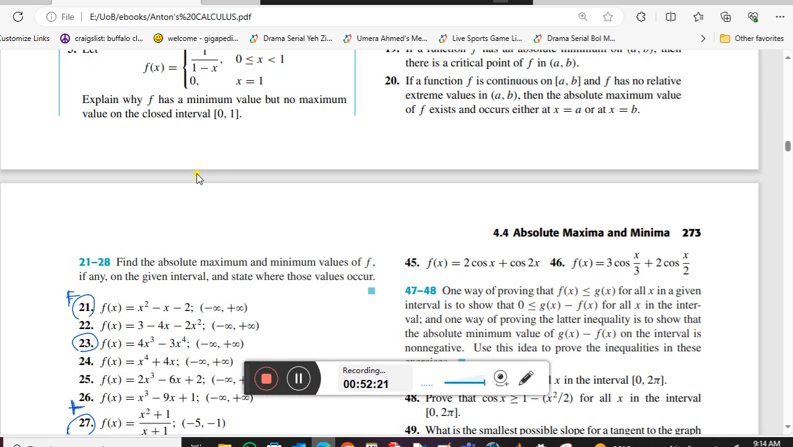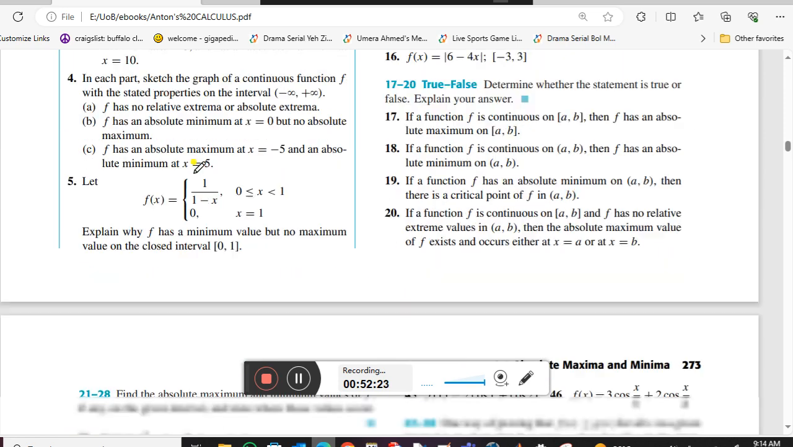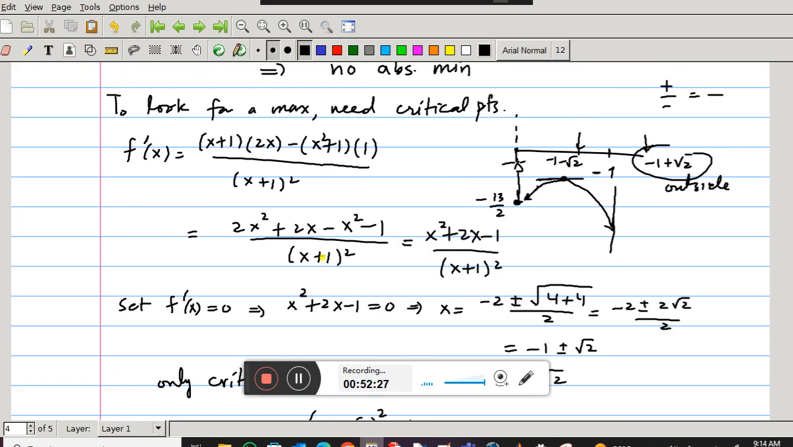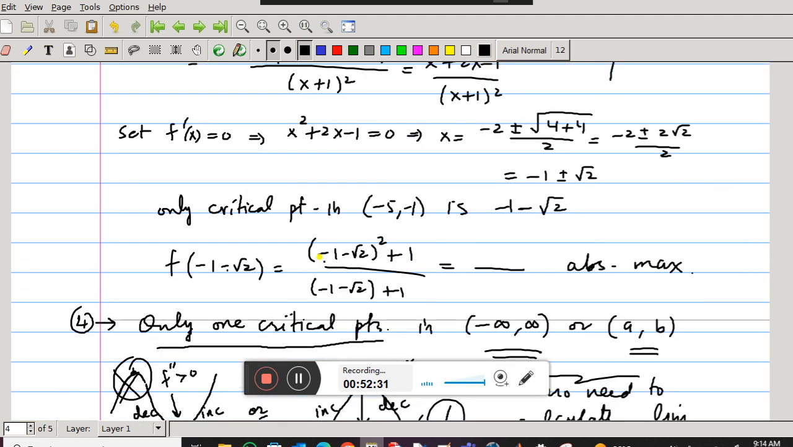Let me check which questions have one critical point. The above question had one critical point. You see, the example which I did here has one critical point only. x is equal to 0, not 0. This was the only critical point, right? So this can be done without using limits.